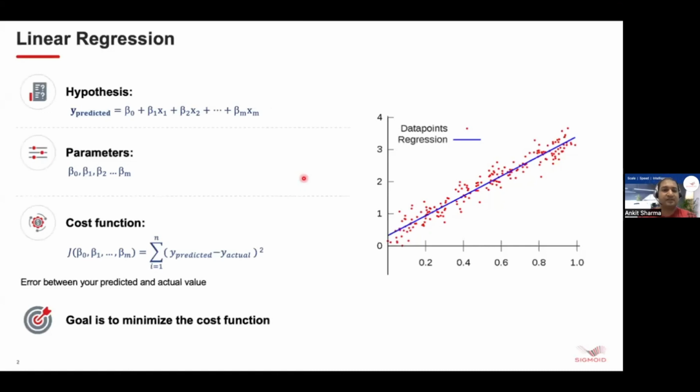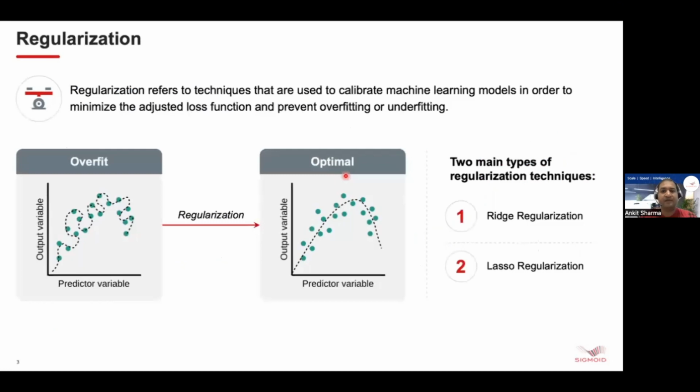As we discussed in the previous sessions, we come to these best fitted lines using gradient descent and the convergence theorem. But while building our machine learning models, we can face the problem of overfitting or underfitting. To solve these problems, there is a technique called regularization. What is regularization? Regularization is a way of calibrating your machine learning models to minimize your cost function and to prevent overfitting and underfitting.